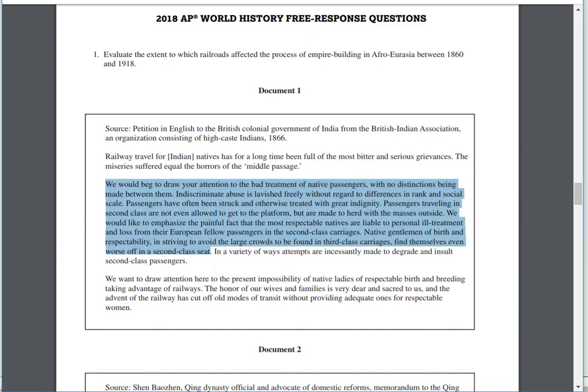We would beg to draw your attention to the bad treatment of native passengers, with no distinctions being made between them. Indiscriminate abuse is lavished freely without regard to differences in rank and social scale. Passengers have often been struck and otherwise treated with great indignity. Passengers traveling in second class are not even allowed to get to the platform, but are made to herd with the masses outside. And at this point, I'm going to pause right here after that outside and continue this in another video.